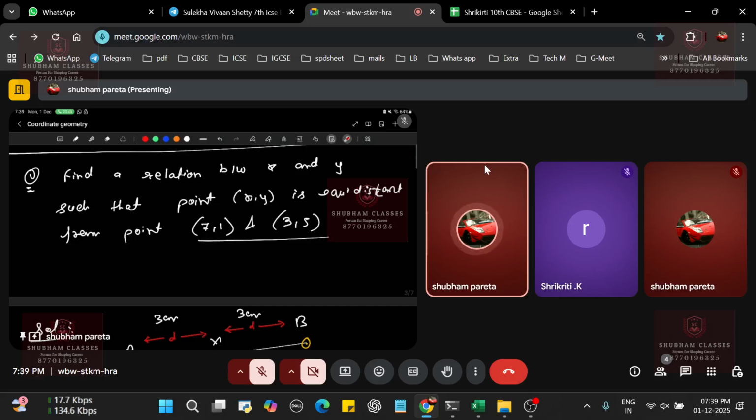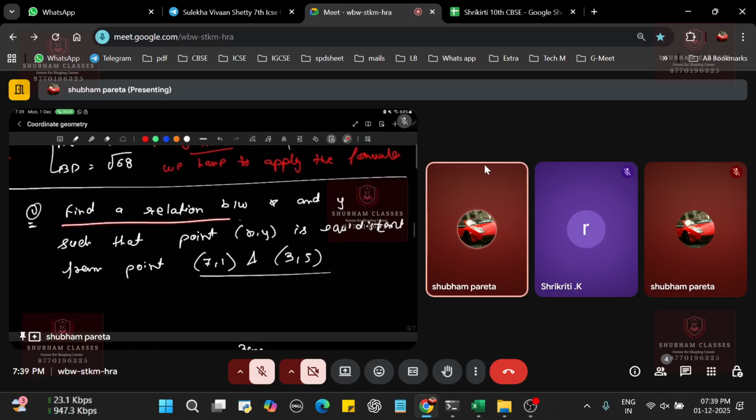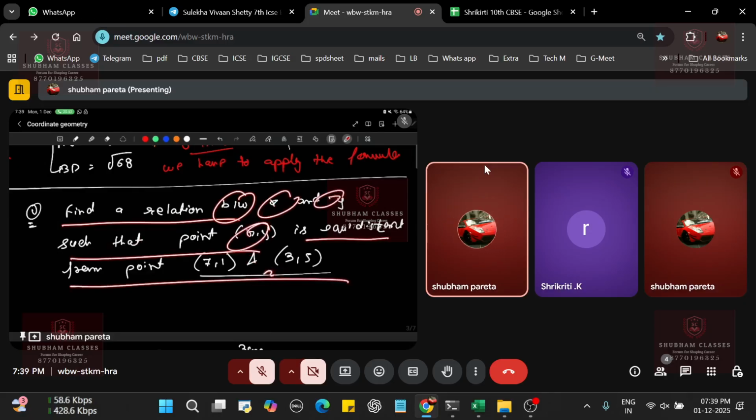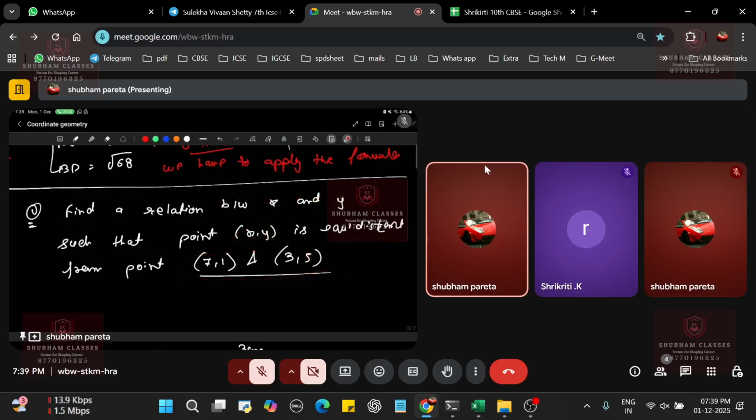They are saying there is a question. Find a relation between x and y such that point x and y is equidistant from this point.